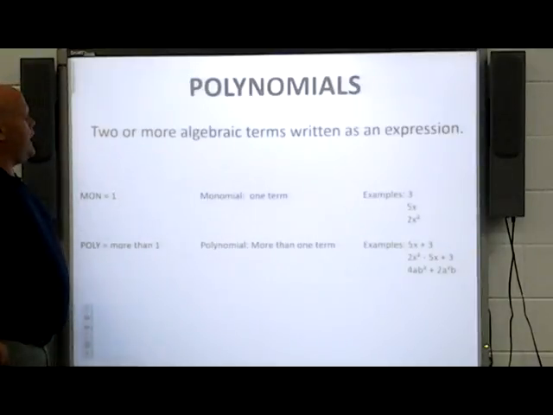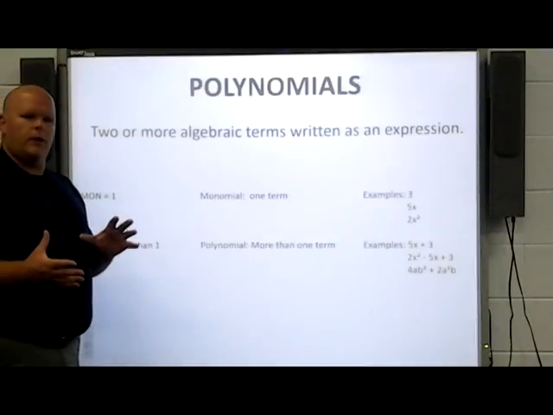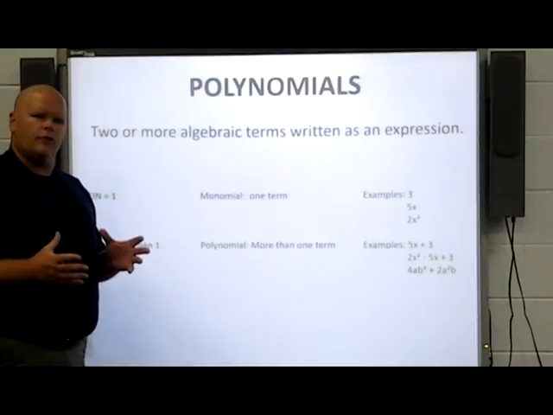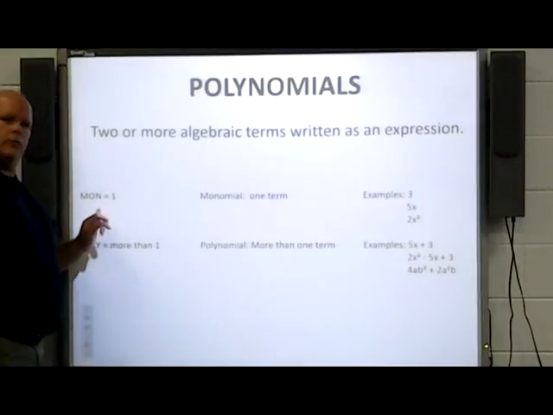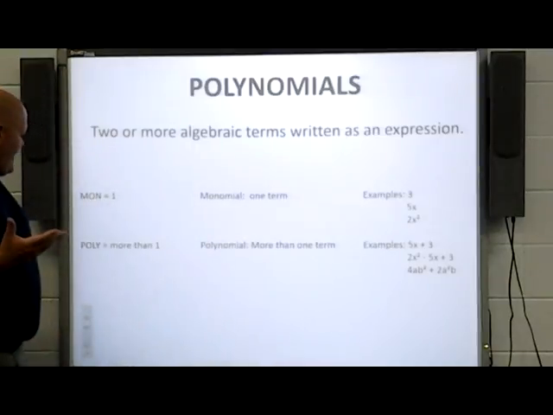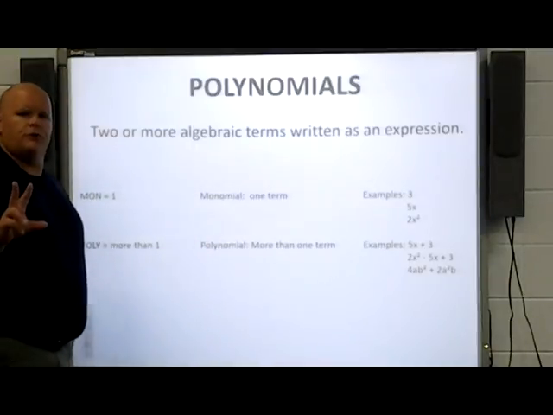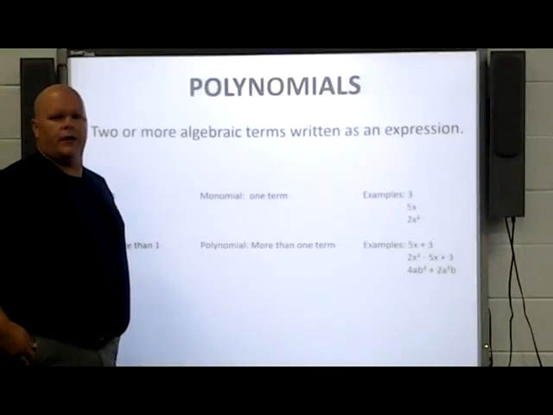Polynomials: 2 or more algebraic terms written as an expression. That's the definition. Now we have other terms that can sometimes cause people to have confusion, but they're really not that confusing. If you've heard the terms monomial, binomial, trinomial, mono means one, that means there's one term. If you hear the word bi, you're talking about 2 terms. If you hear the word tri, you're talking about 3 terms in an expression, trinomial.